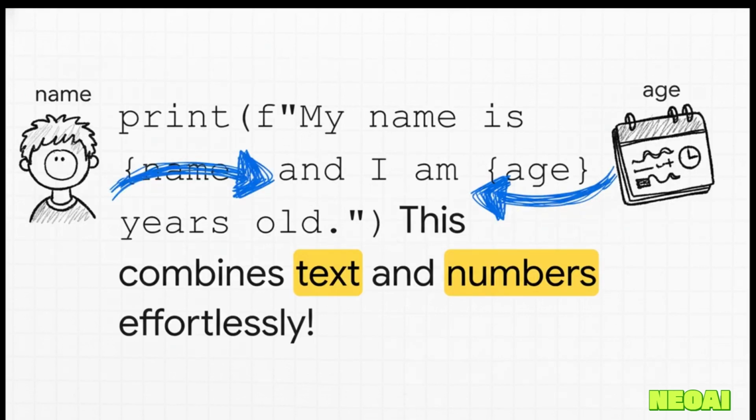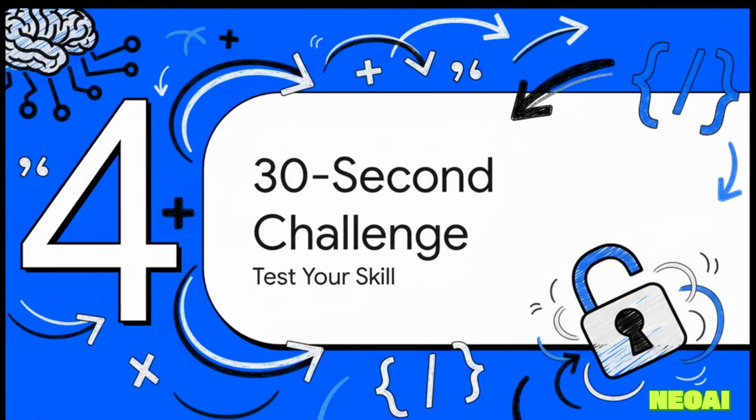Let's check out another example to see just how powerful this is. Here, we're combining some text with a name variable and an age variable, which might not even be text, it could be a number. The f-string handles it all, no problem. You can literally just read the code and know exactly what it's going to print. No more messy plus signs, no more worrying about converting numbers to strings. It just works.